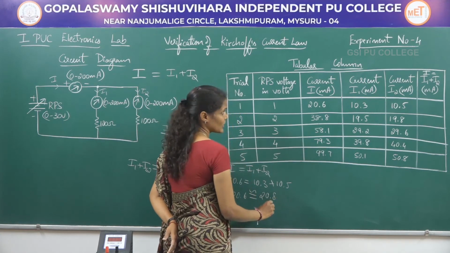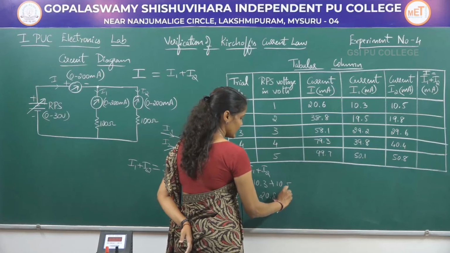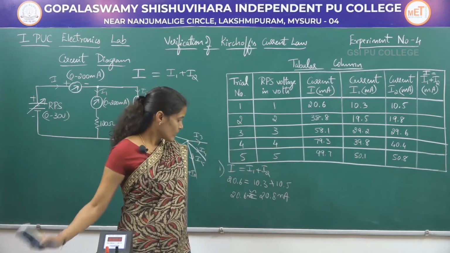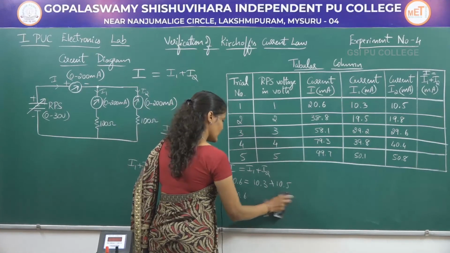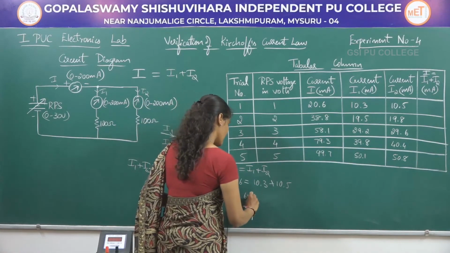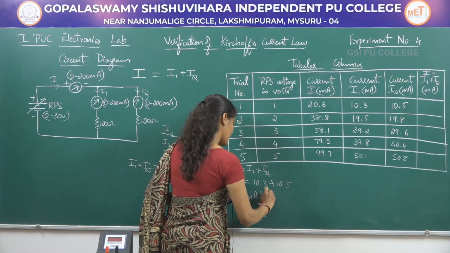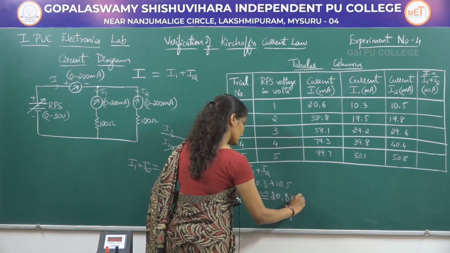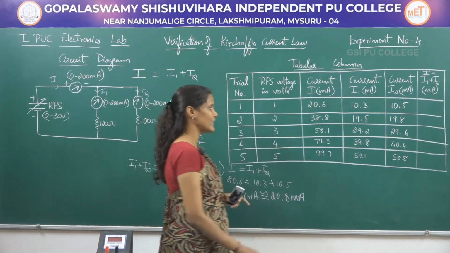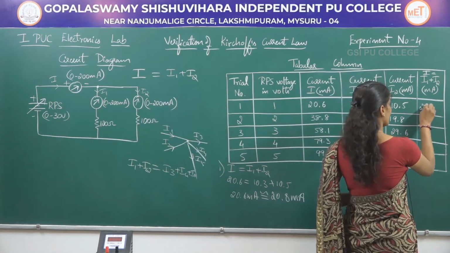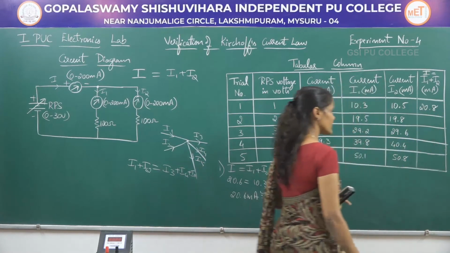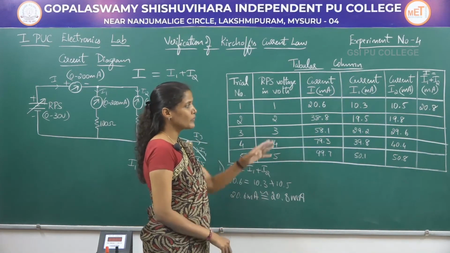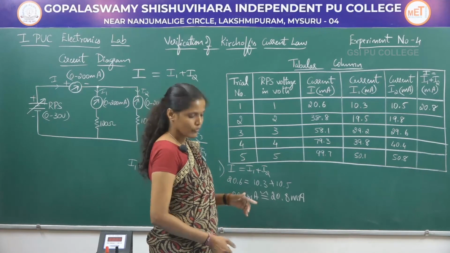You have to write with the unit. So this is milliamps, even this is milliamps. So I1 plus I2 is approximately equal to 20.8 milliamps. Let me write this reading in the last column, that is 20.8 milliamps. Accordingly, you have to calculate the total current I for each and every different trial.